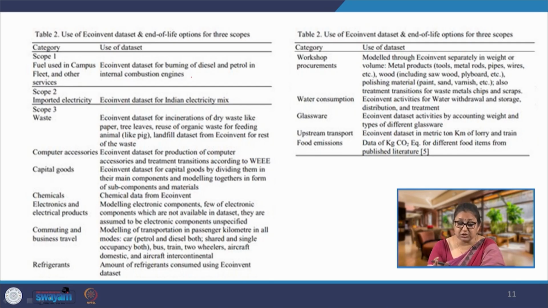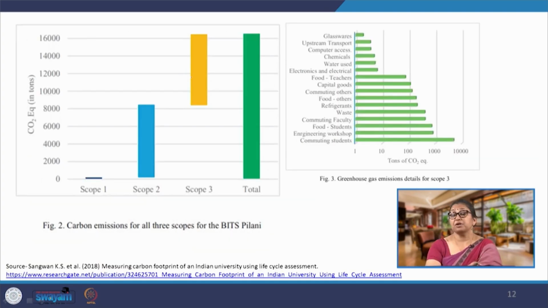Others are workshop procurements, the consumption of water, the upstream transport, food emissions. So, all of that has been taken as scope 3, and the transport fleet and the electricity consumption have been taken as scope 1 and 2 respectively. Now, if we look at the numbers, it is very interesting to see that with this given understanding of the data and the data that has been used, we see that scope 1 is significantly lower.